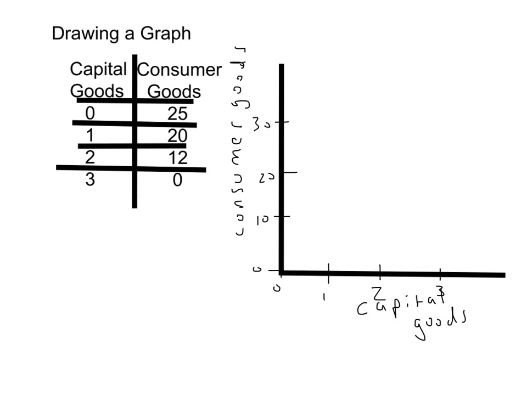So now I'm going to label 0 capital goods and 25 consumer goods. So I put a dot at 1 capital and 20 consumer. Put a dot at 2 and 12. Looks to be about 12. And then 3 and 0. And then I connect the dots, and there's my production possibility curve. It helps to show the maximum amount that I can produce given fixed technology and fixed resources.